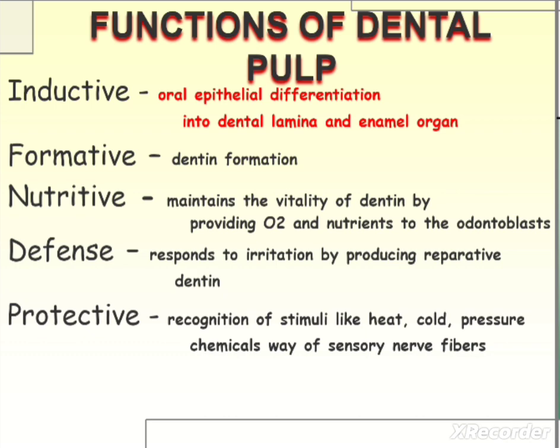Also, it has some protective function like recognition of stimuli such as heat, cold, pressure, chemicals, because it has sensory nerve fibers, mainly C-type nerve fibers. These are the various functions of dental pulp.